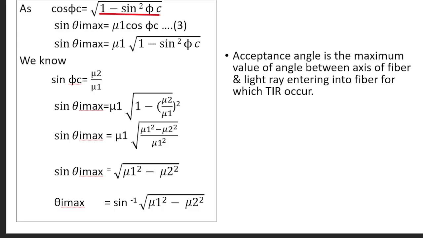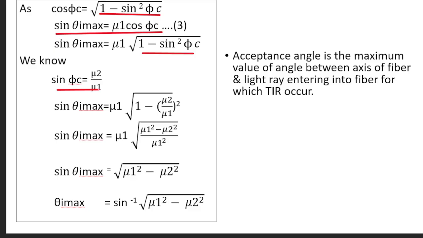So we can write cos of theta c equals square root of 1 minus sine square phi c. So sine of theta i max equals mu1 cos of phi c. This is our equation number 3, as we derived earlier. So we can replace the value of cos of phi c in this equation. We can write this equation as sine of theta i max equals mu1 square root of 1 minus sine square phi c. As we know, sine of phi c equals mu2 upon mu1.